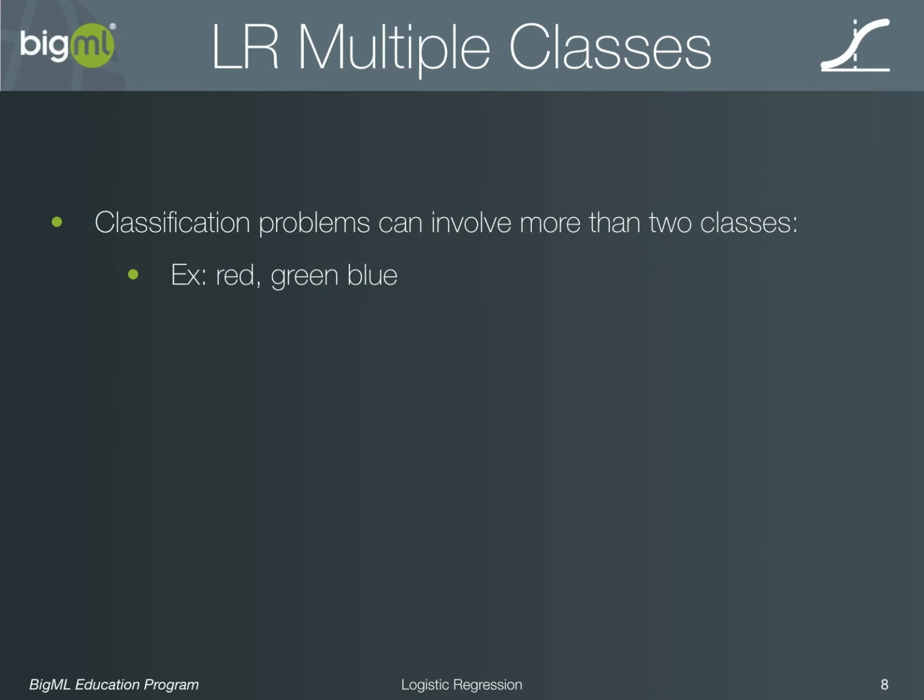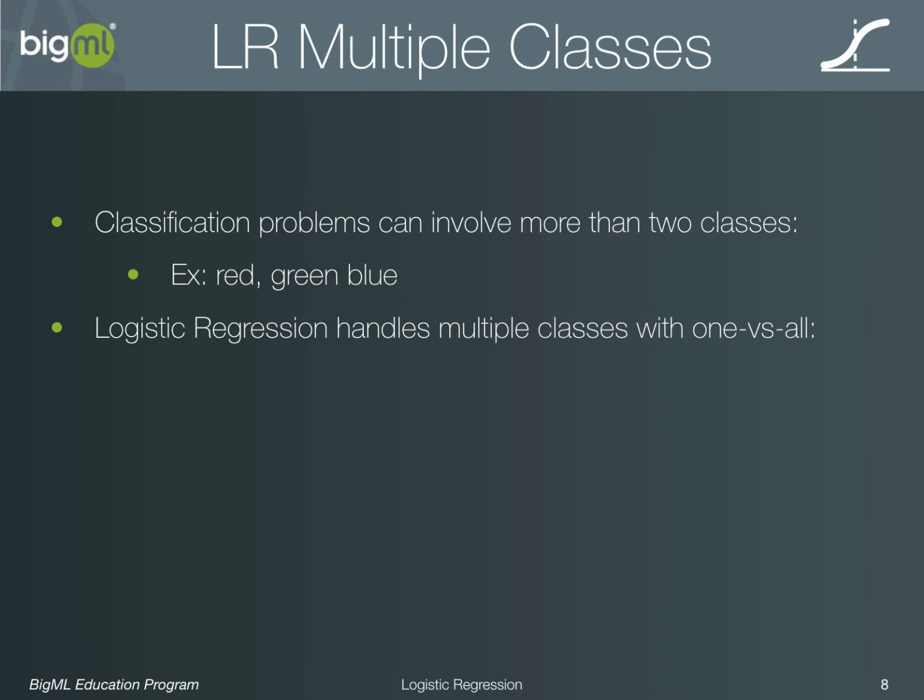We did not have to worry about this situation with decision tree models or ensembles because multiple classes are handled transparently. However, the logistic regression calculation only computes the probability of binary classes. To solve this, the logistic regression algorithm handles multiple classes using a process known as one versus all.